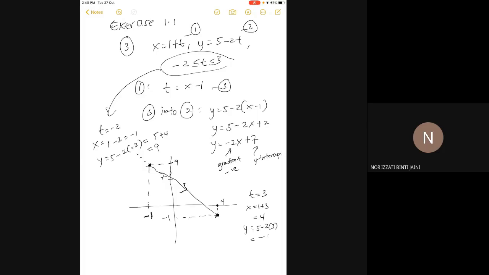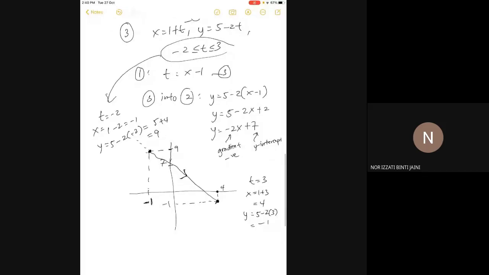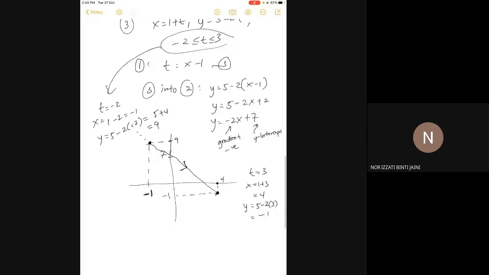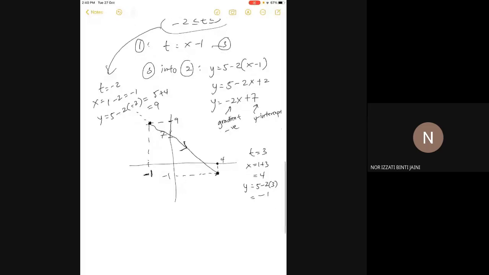I think you have to check the corrected answer in kalam lah nanti. Yes. The answer should, the orientation should be going down. Thank you.